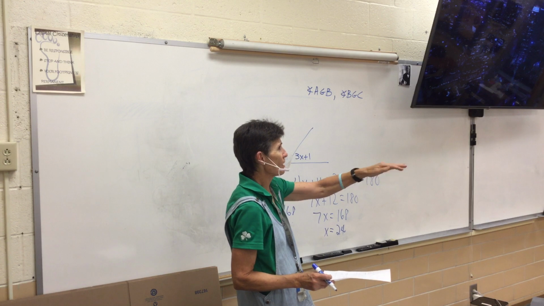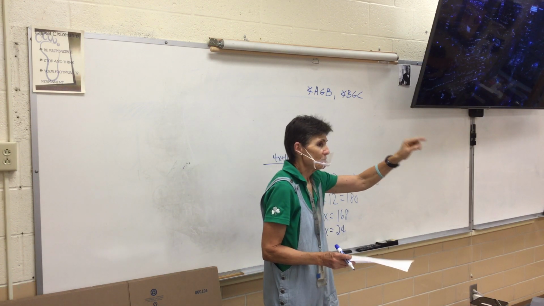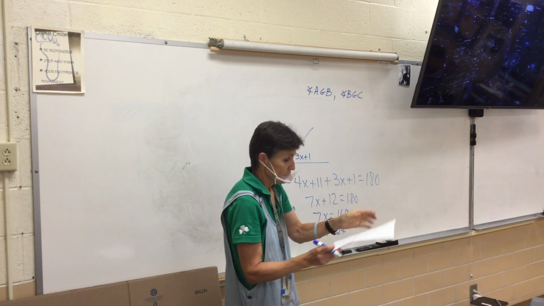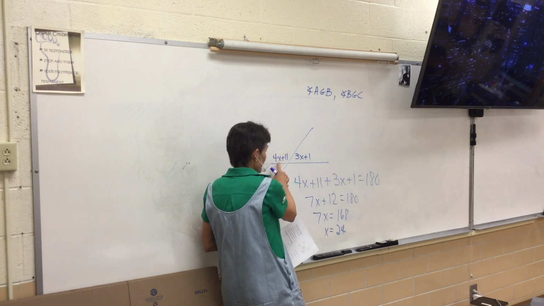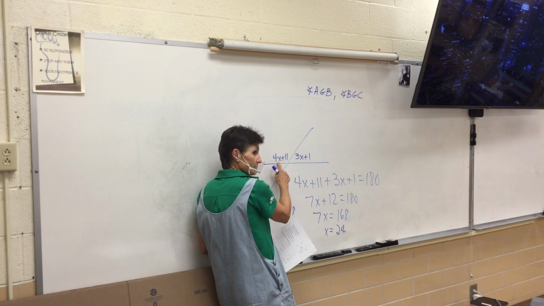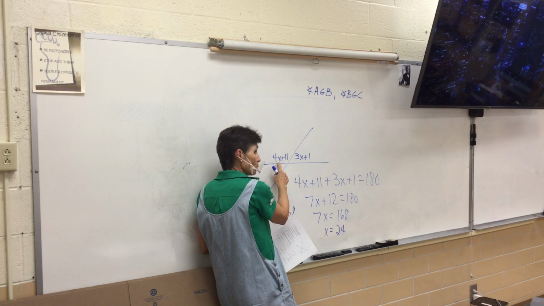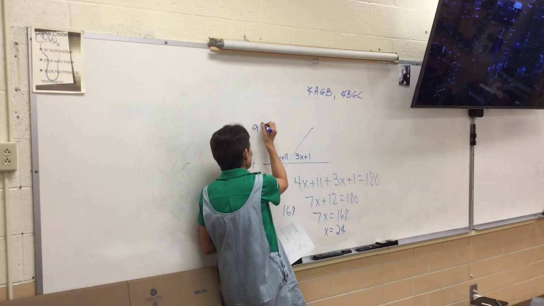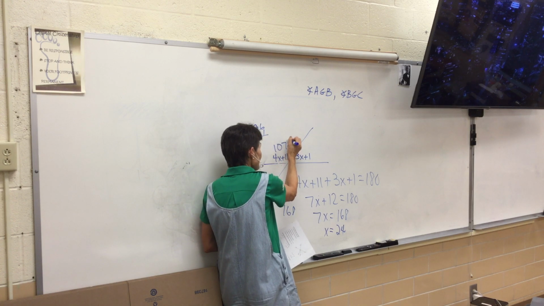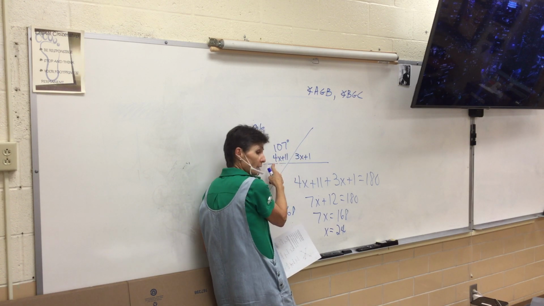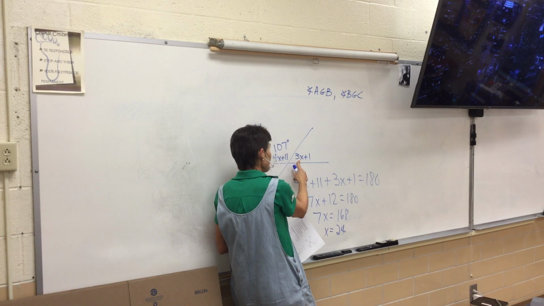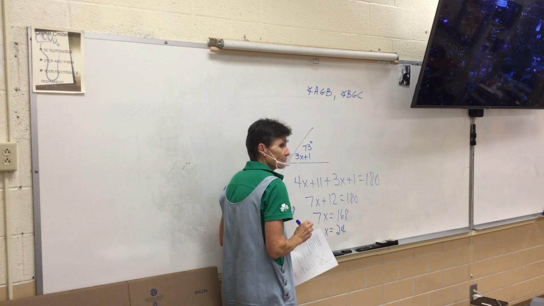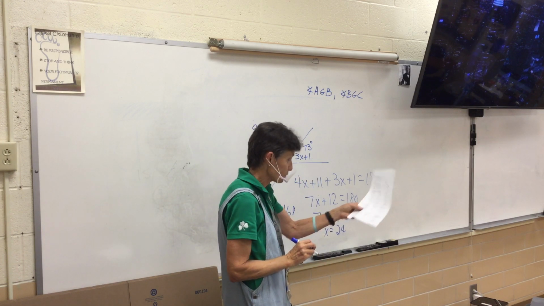Now, this is a trick question. The directions say find the measure of the angles. So now we got to go back and put 24 in here. So what's 4 times 24? 96. Plus 11 is 107 for that one. And then put 24 in here. It should be 73. Or subtract from 180, yep.